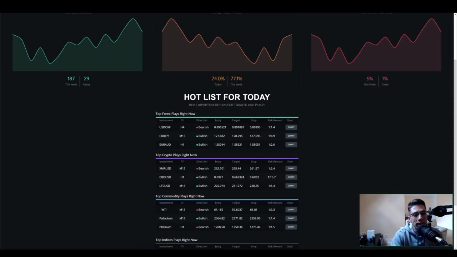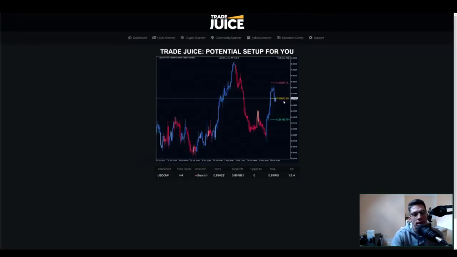Every single trade idea comes with the instrument name, the time frame where we found that signal, and the direction, bearish or bullish. Let's say either we want to buy or sell, the entry point, target, stop, and a risk reward. Also, you have the chart so you can get everything that you need. So if we click here, what we see here is the dollar Swiss franc. And the same things that you see here are displayed over here, just more for that visual representation of what we are looking to do.